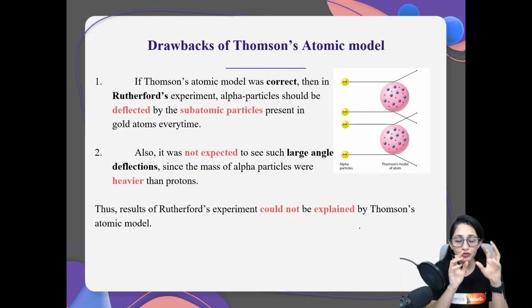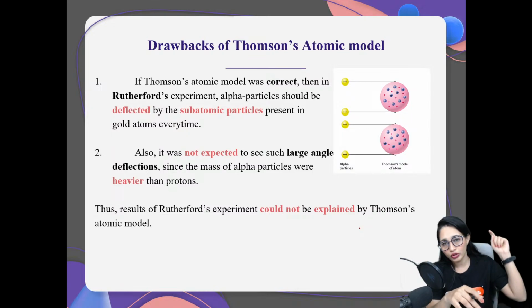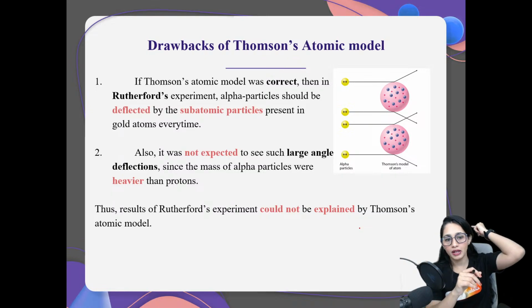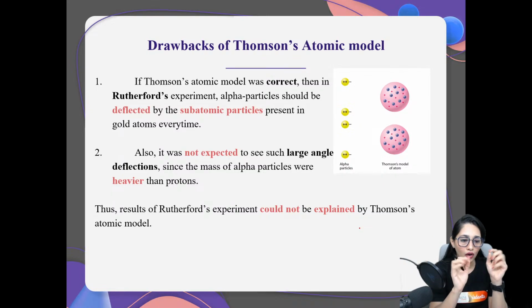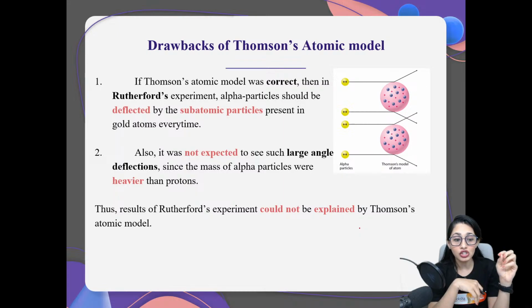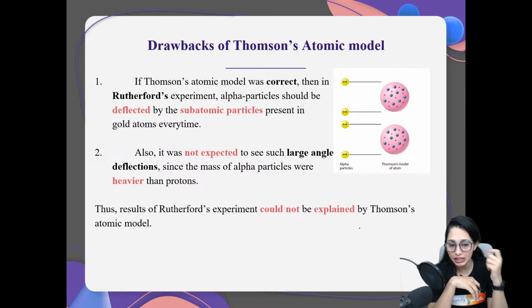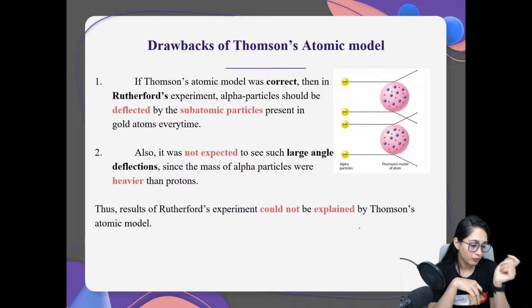If Thomson was correct, almost all the alpha particles would have been deflected and bounced back. They would hit the positively charged sphere and bounce back. But this didn't happen. Only very few alpha particles bounced back. Also, it was not expected to see such large angle deflections since alpha particles are heavier than protons. Thus, the result of Rutherford's experiment could not be explained by Thomson's atomic model.